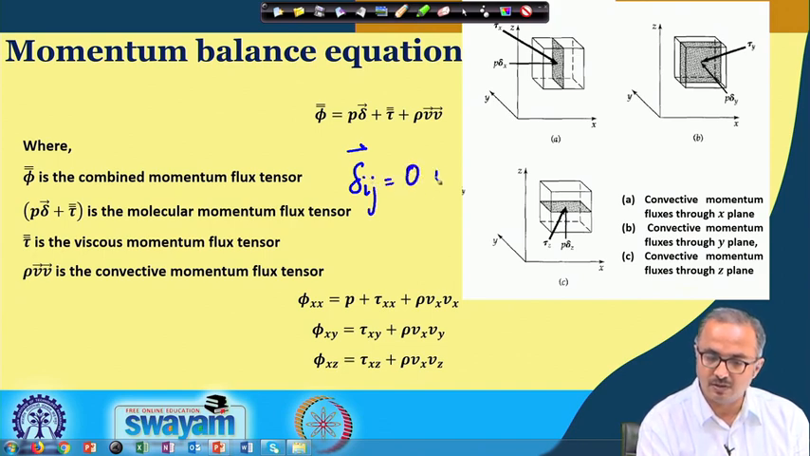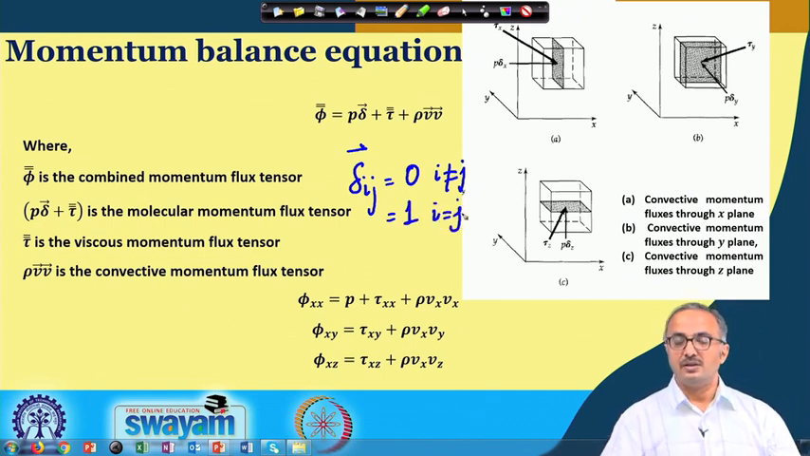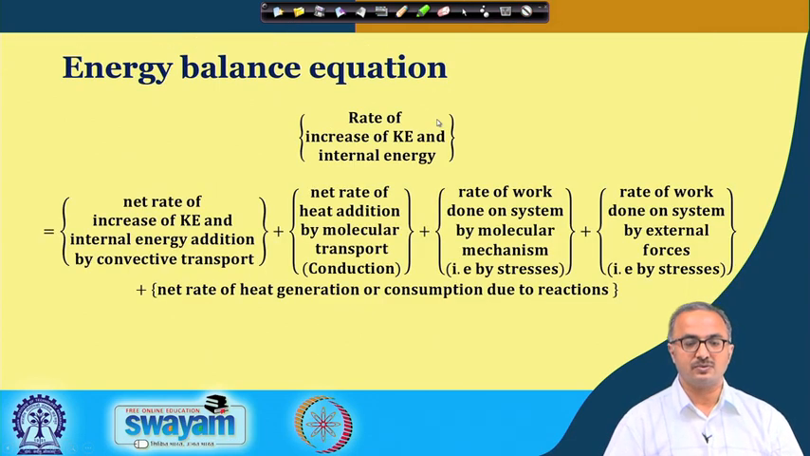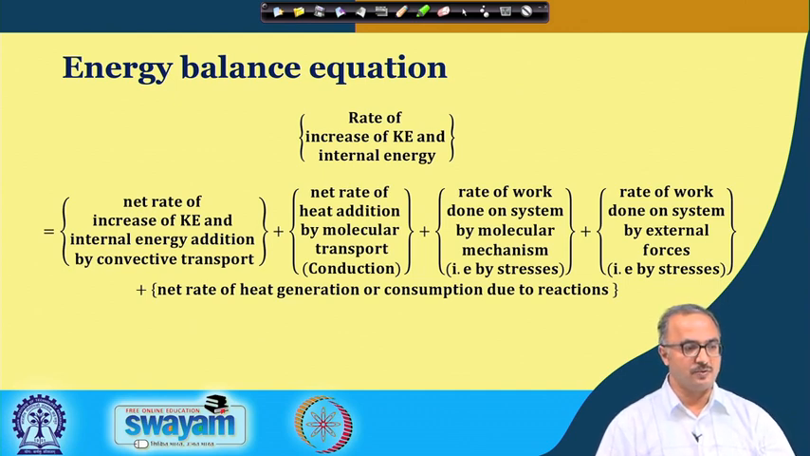This is 0 if i is not equal to j, and this is 1 if i is equal to j. Okay. So with this kind of notation you can easily see how we write these equations. Okay, and these define how these particular terms are automatically lost. Now let us go to the energy balance equation.